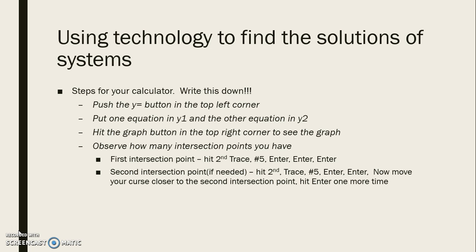If you have a second intersection point that you need, which you don't always need, you'll need to hit 2nd, trace, number 5, and hit enter twice. Before you hit enter the third time, you'll need to move the cursor closer to the second intersection point and then enter one more time. If you don't move the cursor closer to the second intersection point, then it'll continue to give you the same point over and over again. It will never give you the second one.